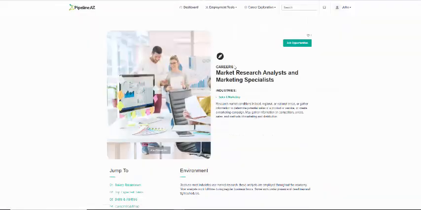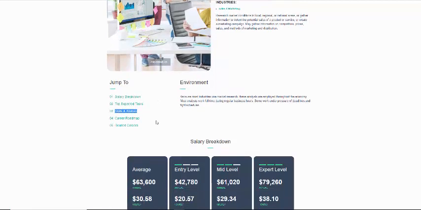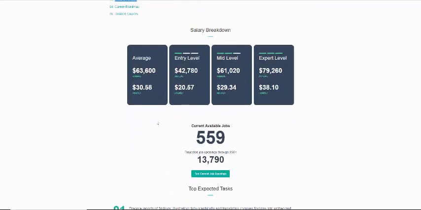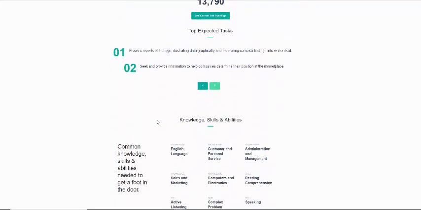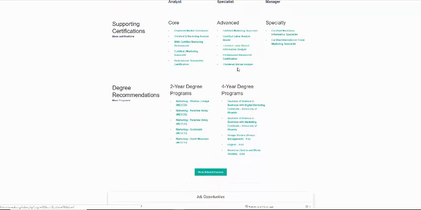We click here, and it tells us again about the field, salary breakdown, topics, expected tasks, skills and abilities. Again, this is always useful for writing your resume. And it talks about the salary breakdown, knowledge and skills, sample career roadmap, entry-level analysts, mid-level specialists, expert-level manager, degree recommendations.